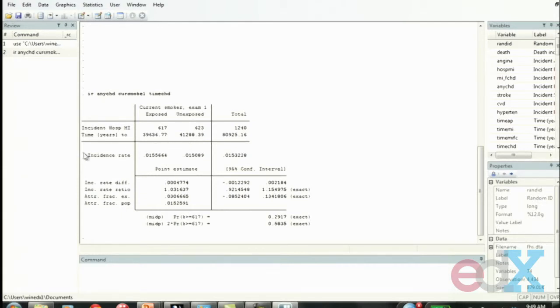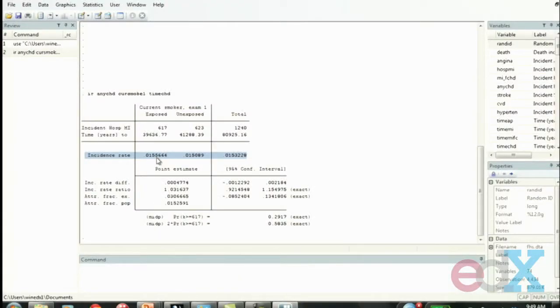Our incidence rates can be seen at the last part of this table. Right here, I have them highlighted. Our incidence rate in current smokers at baseline is 0.01556 per person year. You can multiply this by 1,000 to make it a little bit easier to interpret. And it says that there were 15.6 cases of CHD per 1,000 person years among smokers in our cohort.